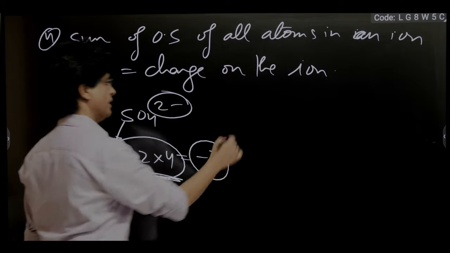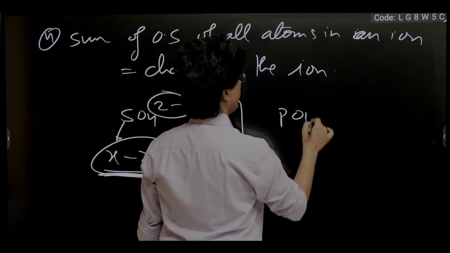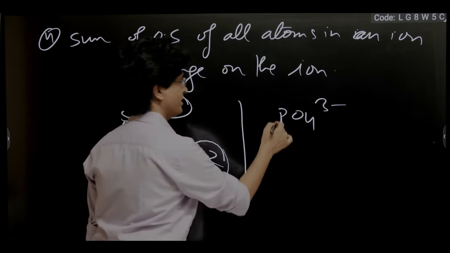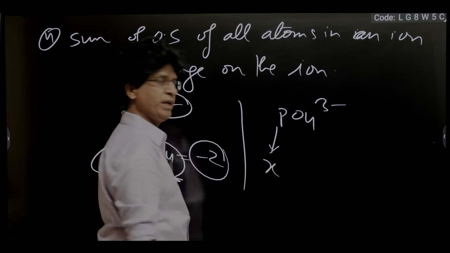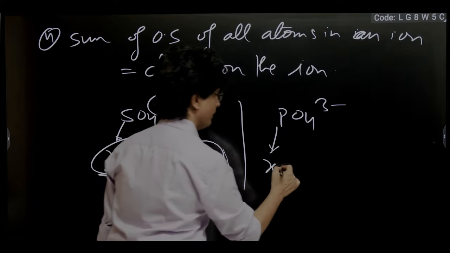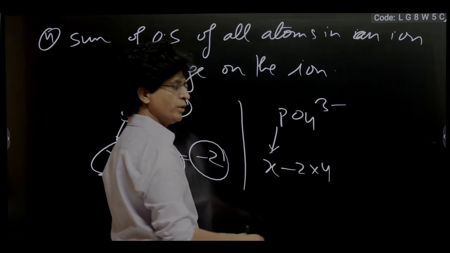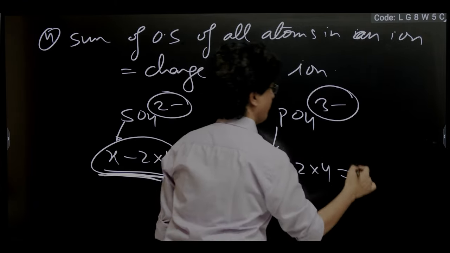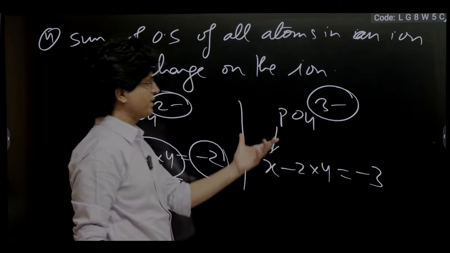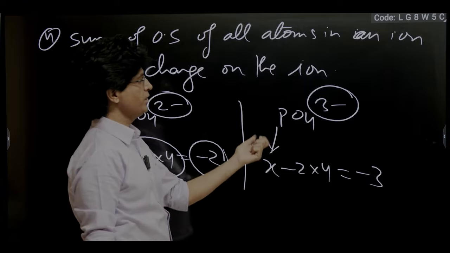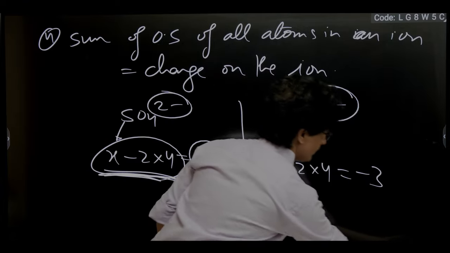Yes or no? Let's say maybe we have PO4 3 negative, so let's say the oxidation state of phosphorus is X. Each oxygen is minus 2. There are 4 of them. So X plus minus 2 into 4 should be equal to the charge on the ion, minus 3. Yes or no? We'll solve it later on. But this is how we are going to do the questions for ions.